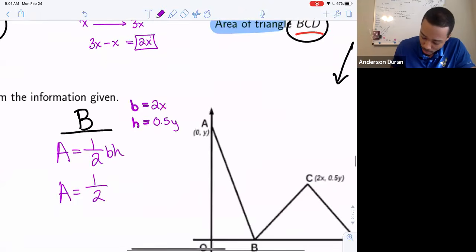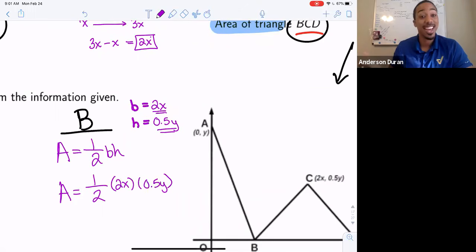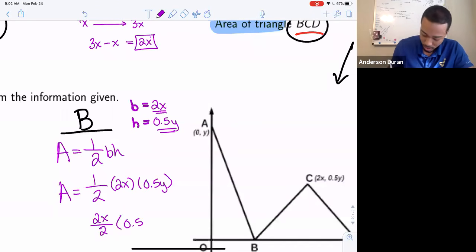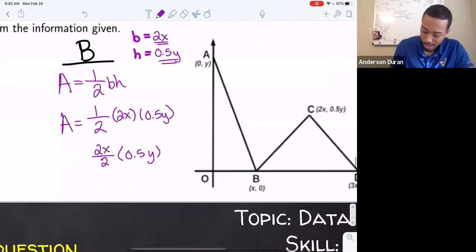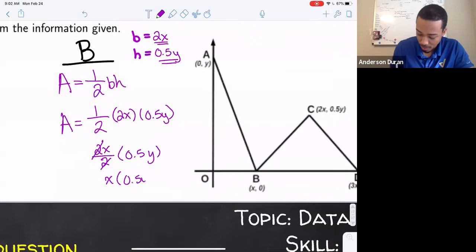So we will have 1/2 of the base times the height. Just like that. And boom, from there, now we can simplify and see what we get. So I see that if I go ahead and distribute 1/2 times 2x, well, that will give me 2x over 2. Oh, that's going to cancel out. And so it's going to give me x multiplied by 0.5y.